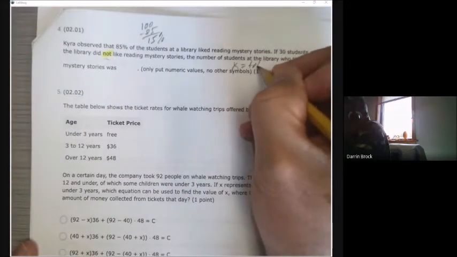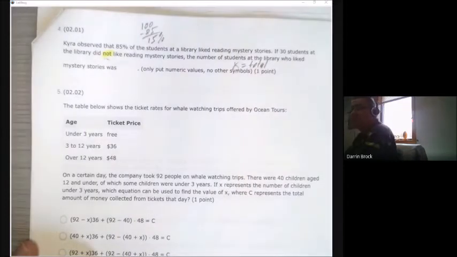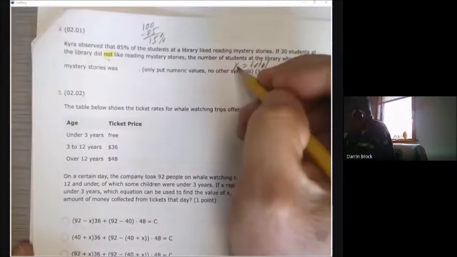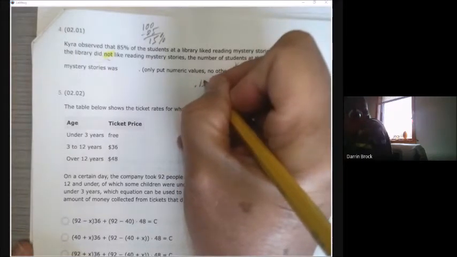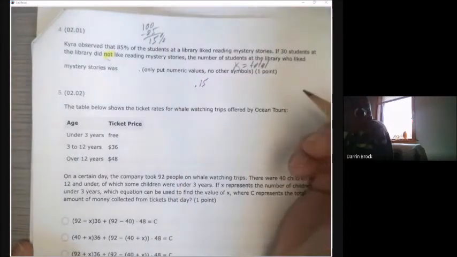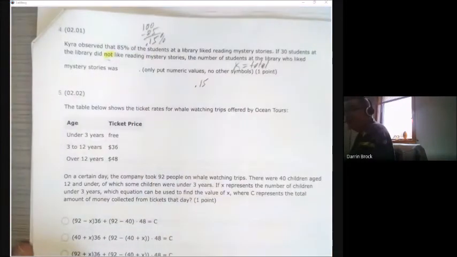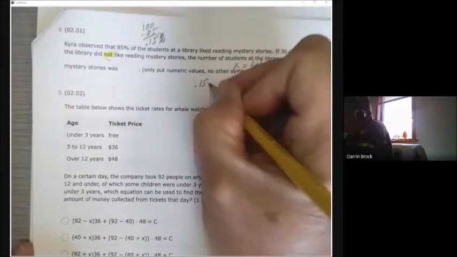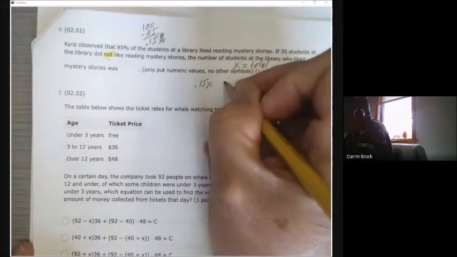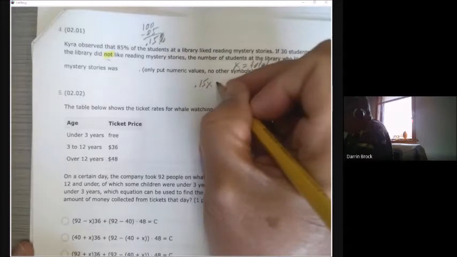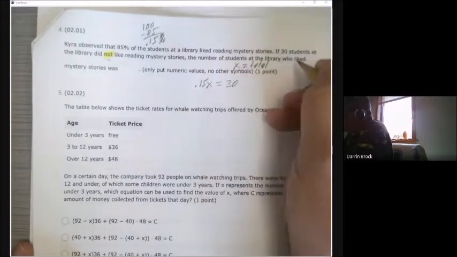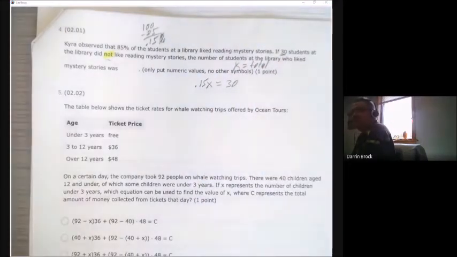So the total number of people, we're just going to call x. We don't know how many people there were, but that would be the total number of people at the library. And we know that 15% of them, now as a decimal, 15% is 0.15. You just put a decimal in front of this number, and that makes it equivalent to the percentage. So 0.15 times the total number of people, so it'd be 15% of the total number of people, we know is 30. 15% of the people is 30.